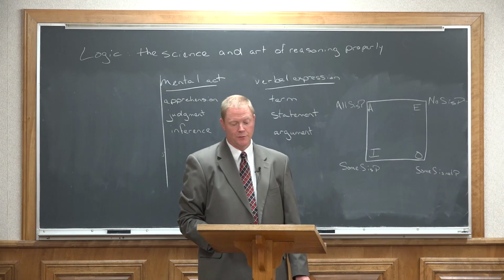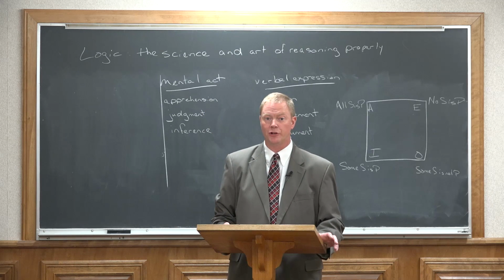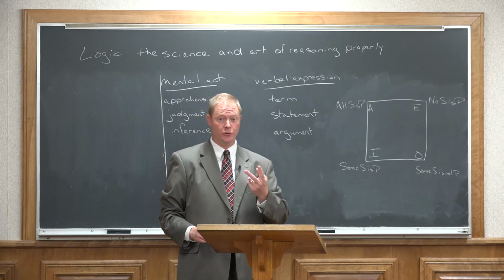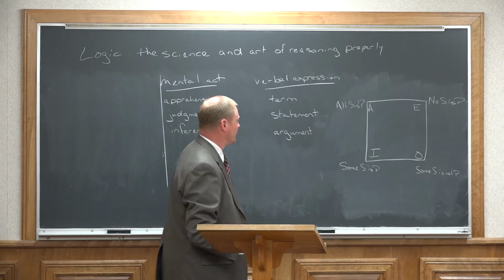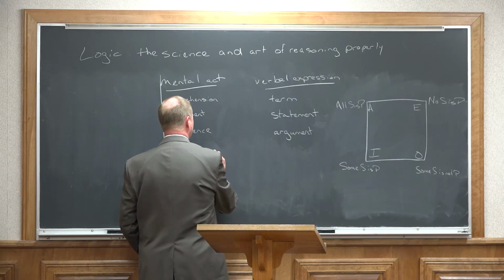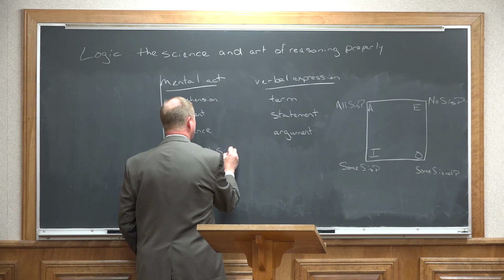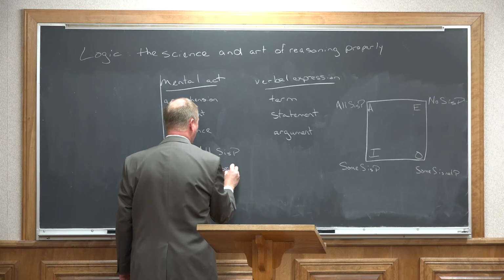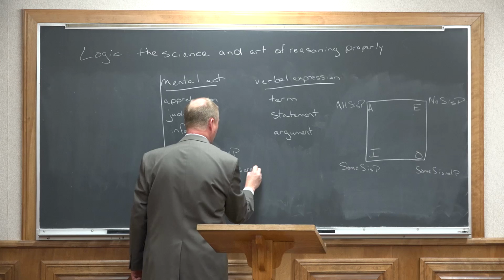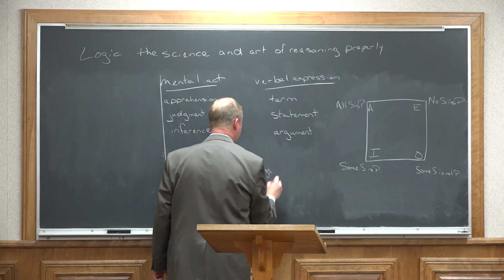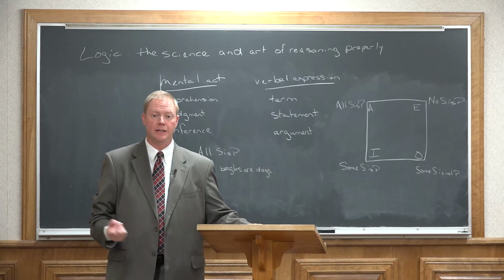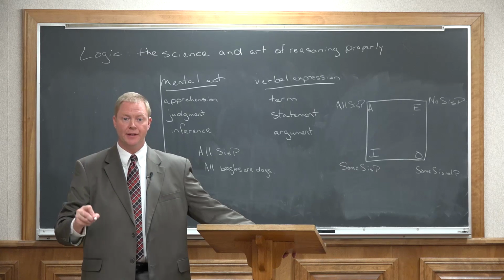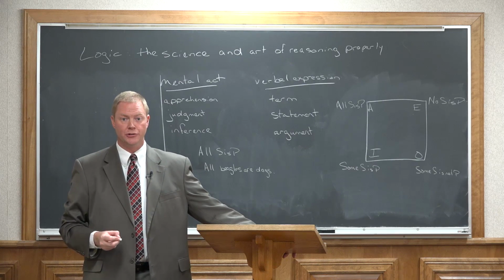All right. Now let's show some immediate inferences. These are inferences that can be made with statements. So when a statement is made a certain way, there are two immediate inferences that can be made from every one of these statements. So we'll start with the A statement. All S is P. All beagles are dogs. Okay? An immediate inference is a statement that means the same thing as its original statement.